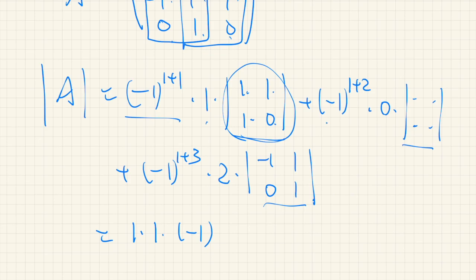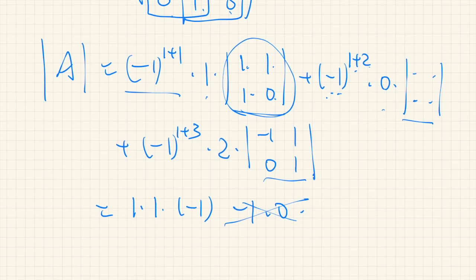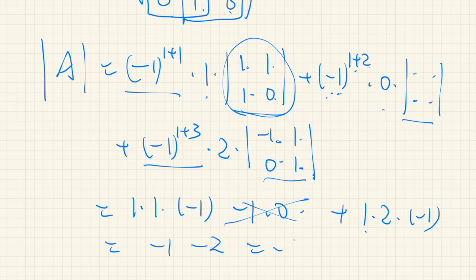And the next one, negative 1 to the power of 3 is negative 1, but the element is 0. So it just disappears. And the last term is negative 1 to the power of 4, which is 1, and the element is 2. And this determinant, negative 1 times 1 minus 0 times 1, that's negative 1. Okay, so that's negative 1 and that's negative 2, and the result is negative 3.